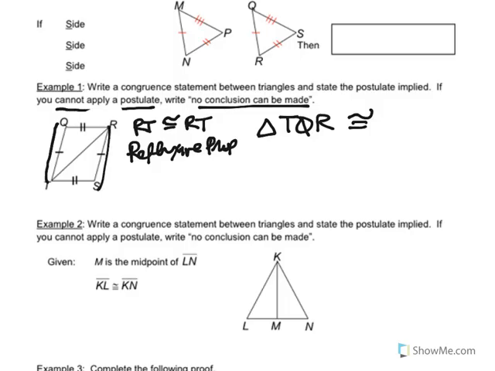R to S. And then we're taking the small side here. TQR, RST. By what postulate? Side, side, side. SSS.